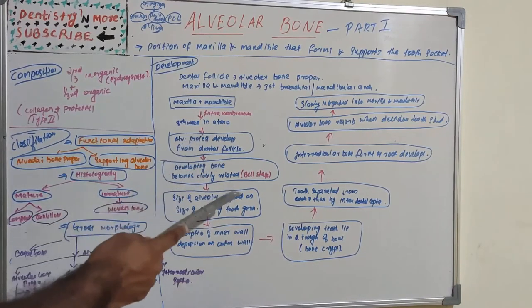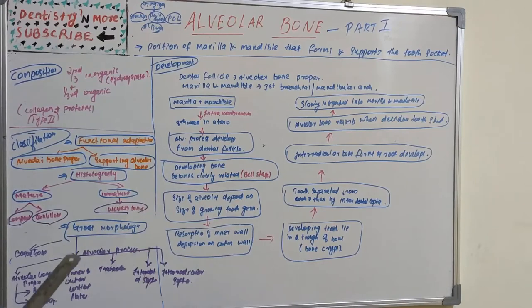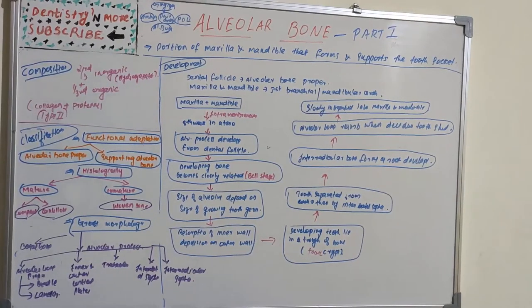Next, in the bell stage, the developing bone becomes closely related, and the size of the alveolus is dependent on the size of the growing tooth germ. So the size of the tooth germ and the alveolar bone are always closely related. Alveolar bone develops in a resorption-deposition fashion. It resorbs at the inner wall and gets deposited on the outer wall, so it grows. These developing teeth lie in a trough of bone, which is known as the tooth crypt.